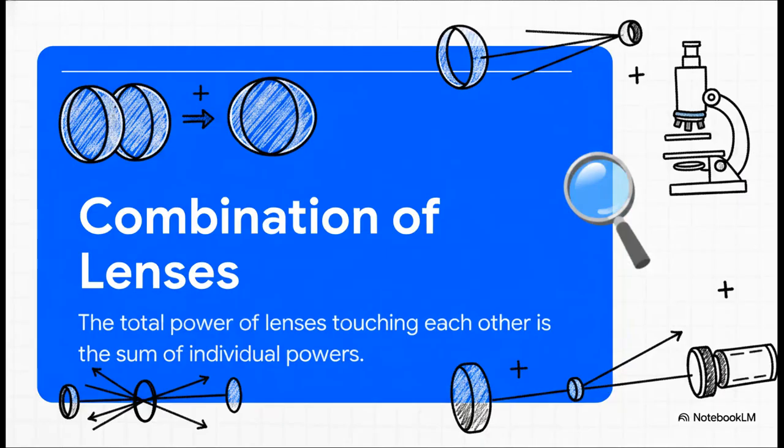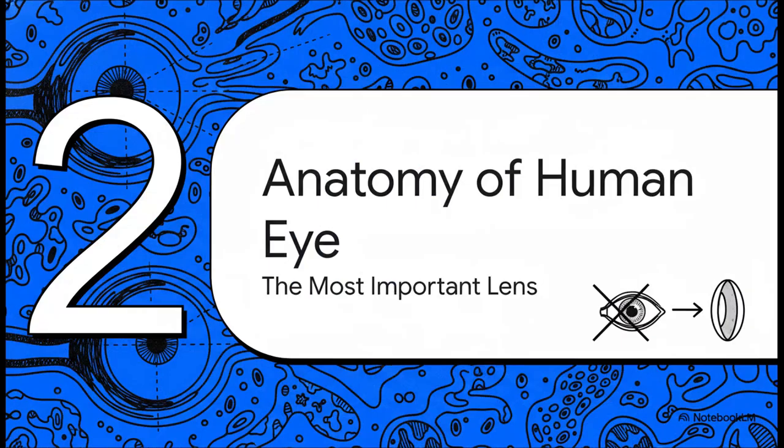Now, what happens if you combine two lenses together? The math is actually beautifully simple. When two lenses are kept touching each other, calculating their total effective power is as easy as adding their individual powers together. So P equals P1 plus P2. This incredibly simple additive property is exactly how we build complex optical systems like microscopes. Let's move on and see how this builds.